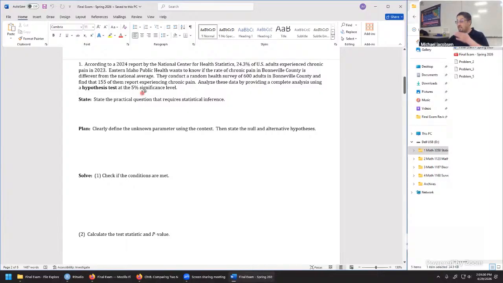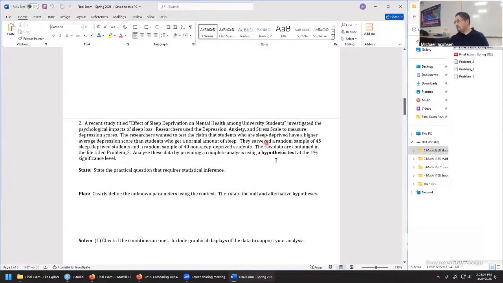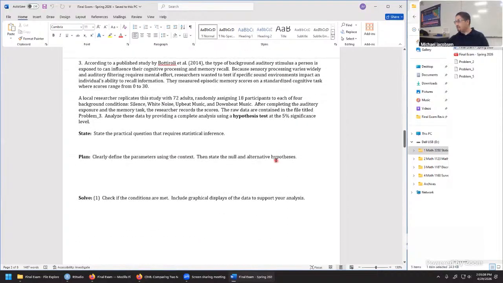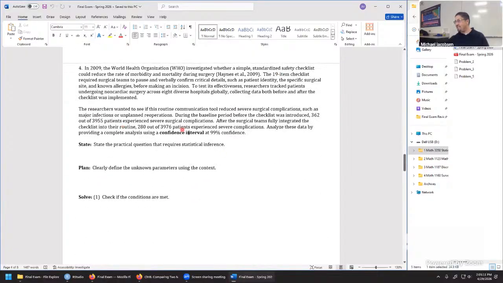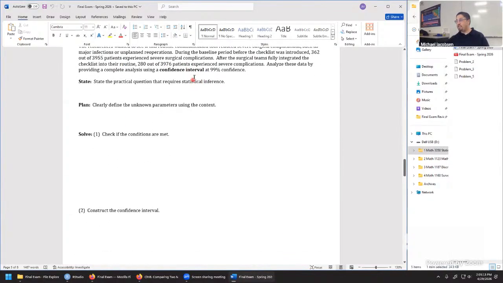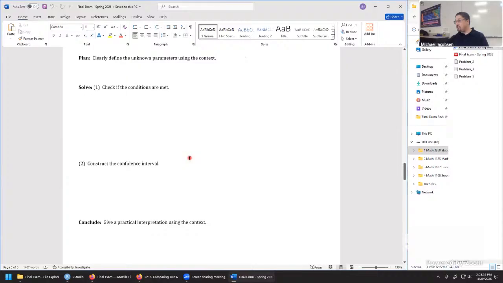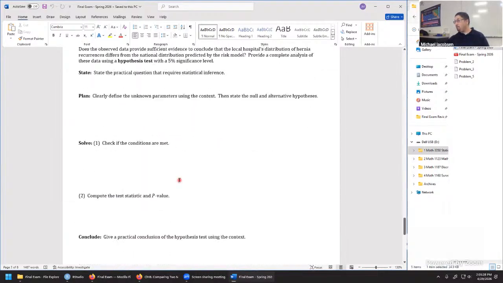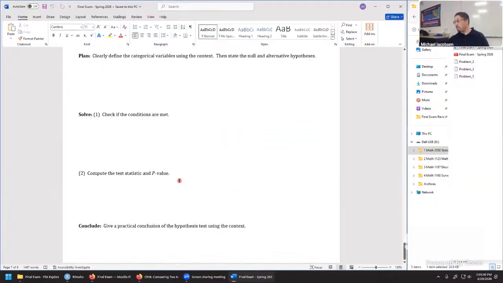I'll go with the significance level. So if it's a hypothesis test, go for that analysis. Next one is also a hypothesis test. These are randomized with no cherry picking. Another hypothesis test, and here's our confidence interval one. If it's a confidence interval, you'll state the practical question, define the parameter, check conditions, and then this will just say construct a confidence interval. Well, this is pretty much the final exam. On a problem by problem basis, here's what it looks like pretty much.